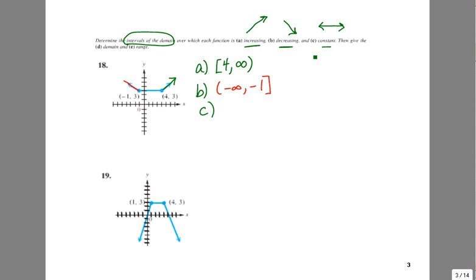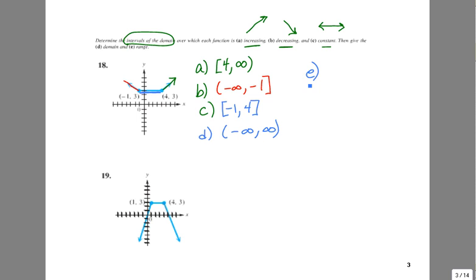Now, where is it constant? It is constant in this region right here, but I'm answering with the x values. Those x values are from negative 1 to 4. Now, give the domain for part D. The domain is the graph continues everywhere from left to right. The domain is negative infinity to infinity.